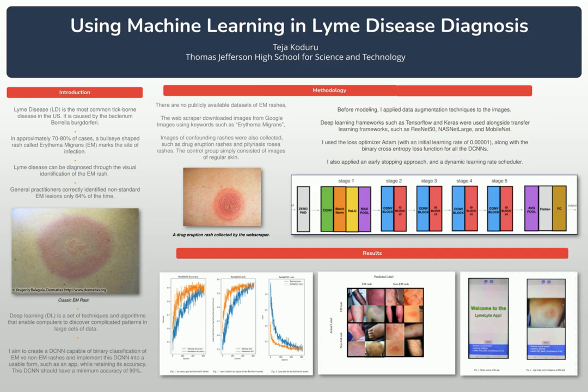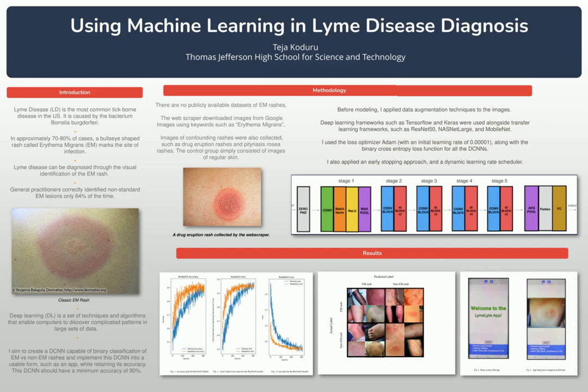Before training the model, we split our data into training and validation sets, and applied data augmentation techniques. Images were rotated and flipped to generate more data. We then used deep learning frameworks such as TensorFlow and Keras alongside transfer learning. We experimented with 3 pre-trained DCNNs, including ResNet 50, NASNet Large, and MobileNet.